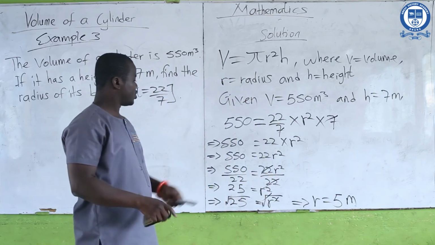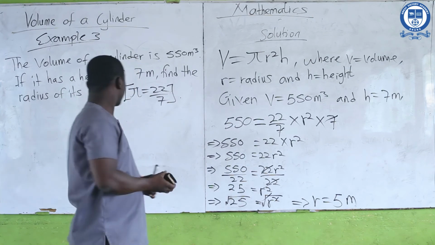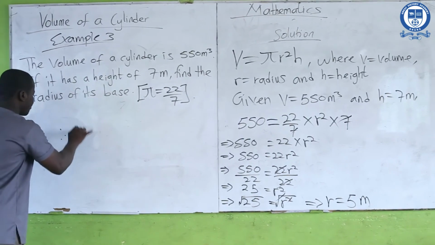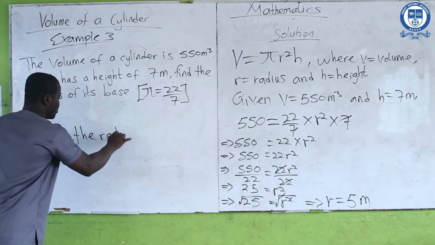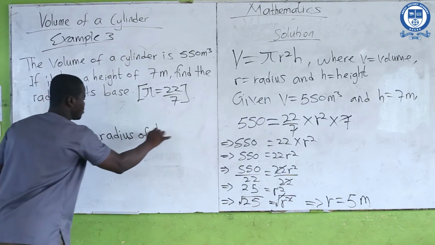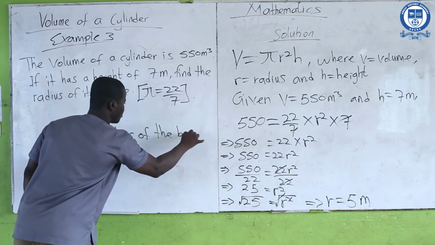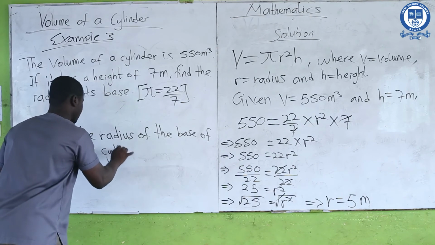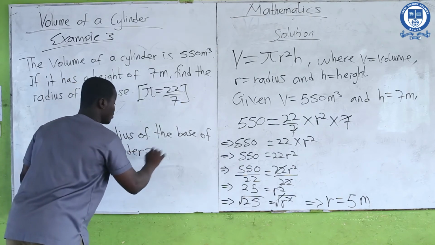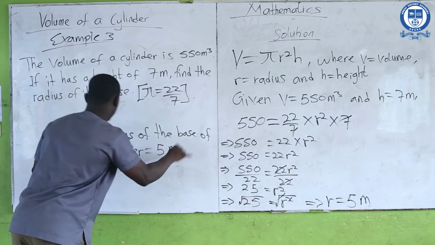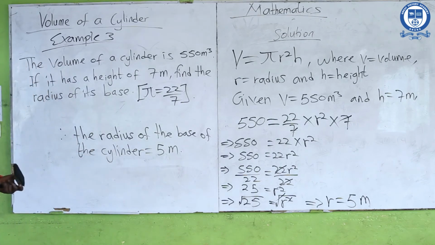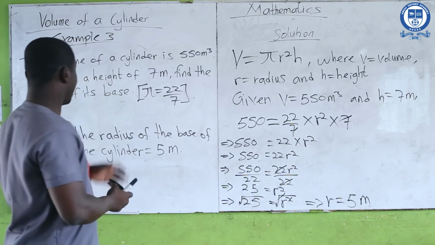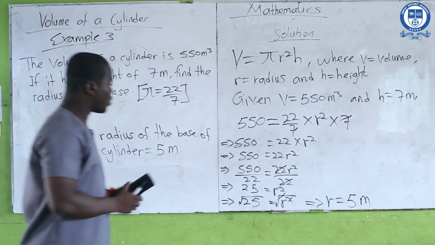Now we have to conclude. And in concluding, we can say that, therefore, the radius of the base of the cylinder is equal to 5 meters. And that answers the question. I hope you are following quite well.